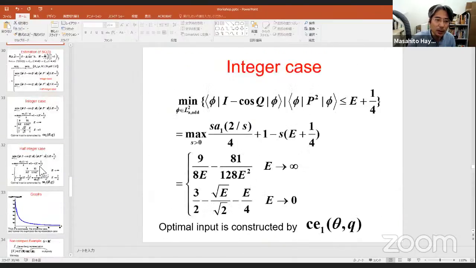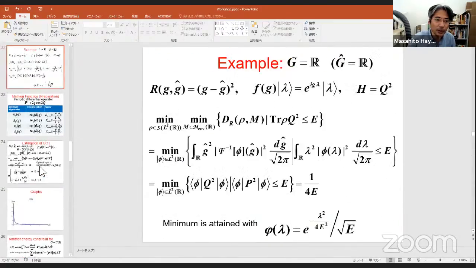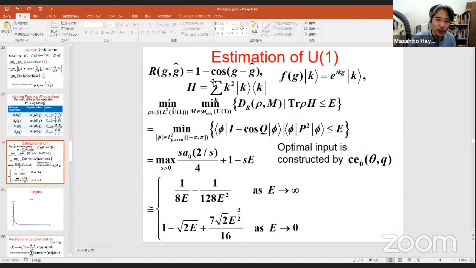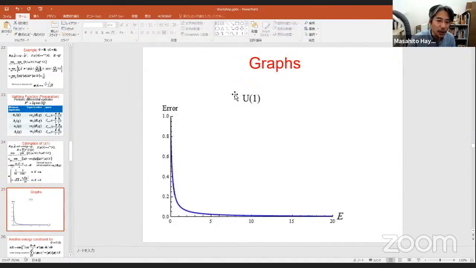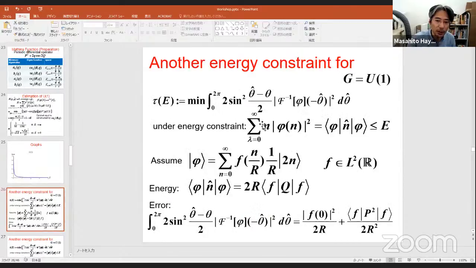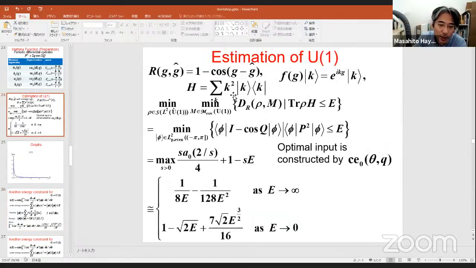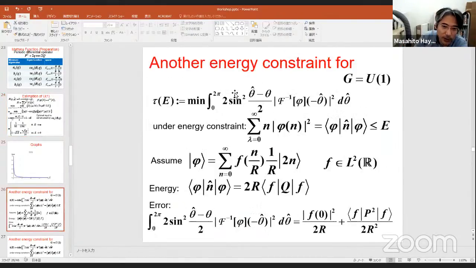So in the U1 case, I explained two problem settings. One problem setting is square energy, and the second problem setting is only the number operator energy. That result only holds with this square energy. If we consider square energy, there is no improvement. But if you consider this energy, I don't have that discussion. Maybe there is some improvement. So if we make some one copy case, maybe.